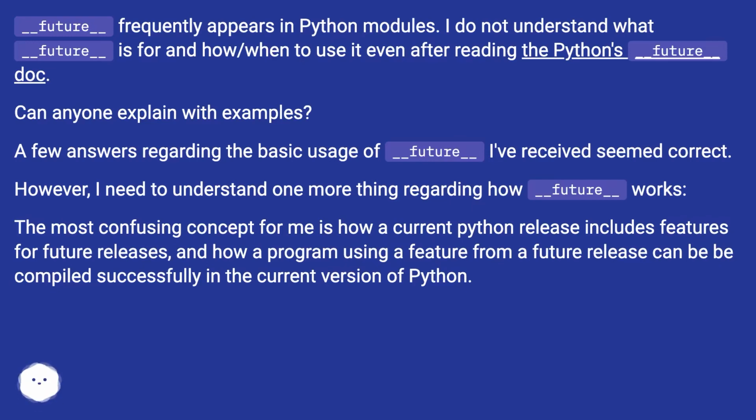A few answers regarding the basic usage of __future__ I've received seemed correct. However, I need to understand one more thing regarding how __future__ works. The most confusing concept for me is how a current Python release includes features for future releases, and how a program using a feature from a future release can be compiled successfully in the current version of Python.